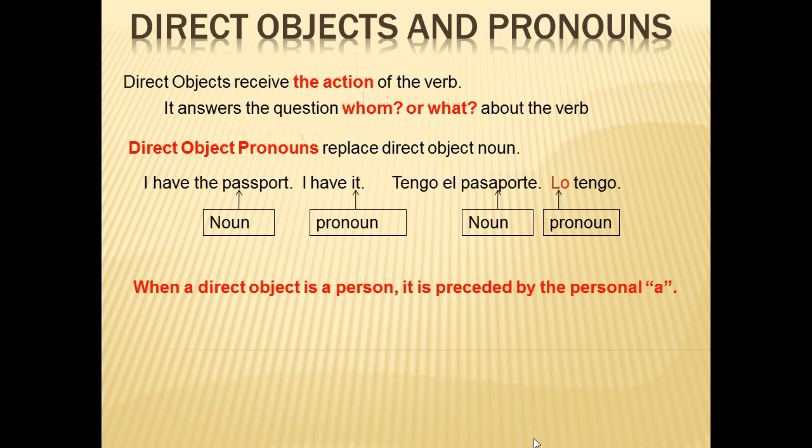When a direct object is a person, you have to have the a in front of it. So ella busca a Jorge. She looks for Jorge. Even though the a is not expressed in English, you have to have it there. So she looks for whom? For Jorge. So the pronoun for Jorge would be she looks for him. So ella lo busca, she looks for him.